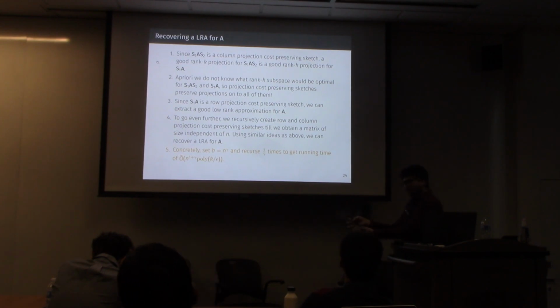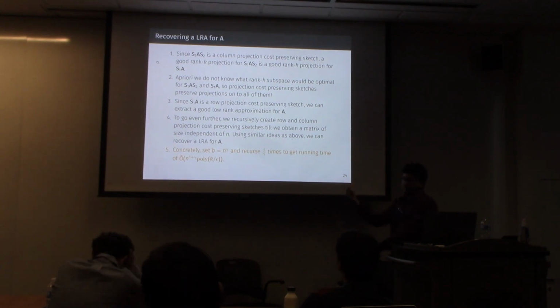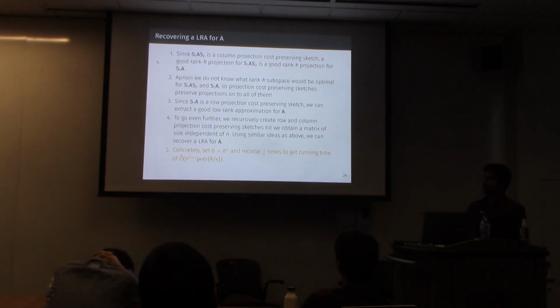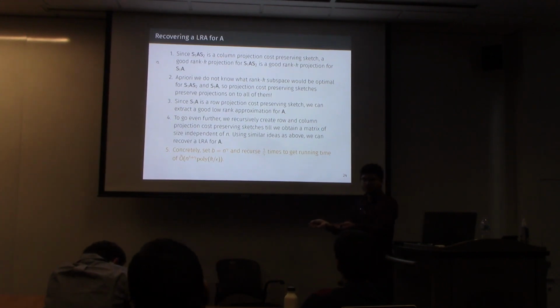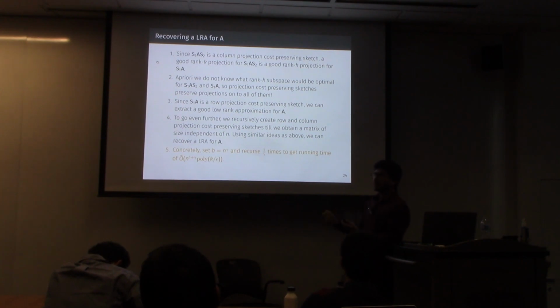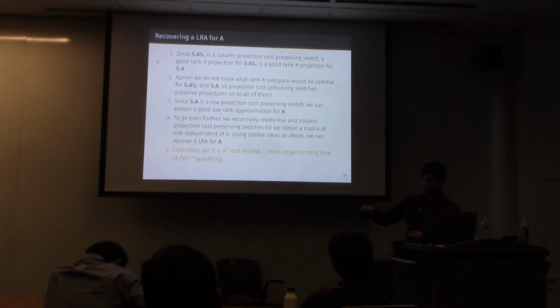So starting from the bottom level, we can then recurse back up, solving these approximate regression problems to recover a solution for A. What is important to know here is that the reason we require this projection cost preserving sketch is that when you start at the bottom level and you're going back up, you don't know what subspace you're going to get a priori. But we preserved all of them. So no matter what it is, we can still recover a good low-rank solution for the next step.